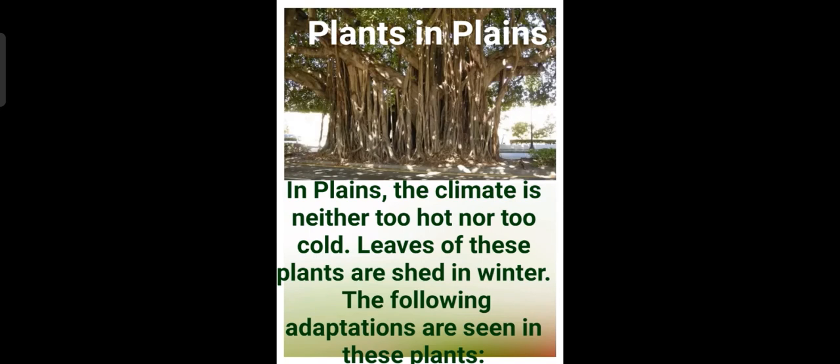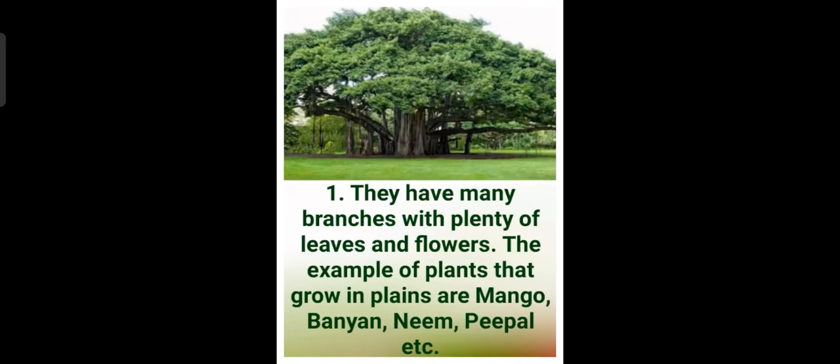Now, plants in plains. Plains means grassland area, flat area. In plains, the climate is neither too hot nor too cold. Leaves of these plants are shed in winter. The following adaptations are seen in these plants. They have many branches with plenty of leaves and flowers. Examples of plants that grow in plains are mango, banyan, neem and peepal.